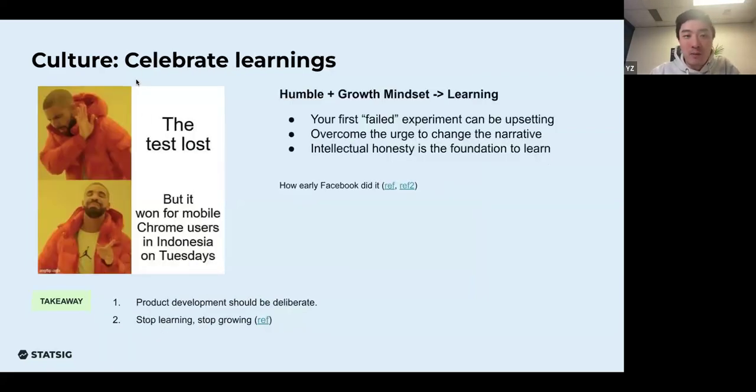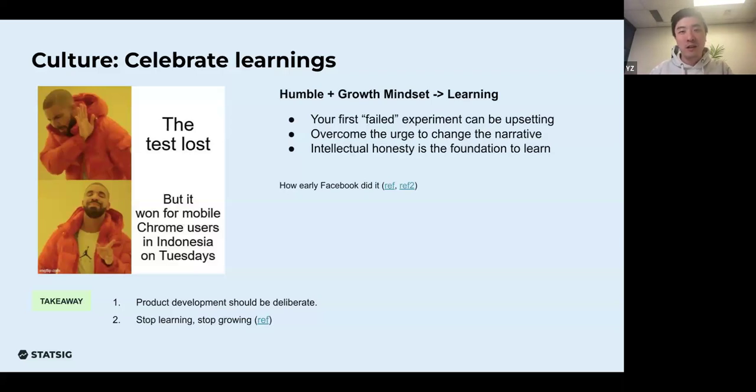The other culture is celebrating learnings. When you do your first experiment, it can be very humbling, because you have the hypothesis and the conviction that it is going to work. You have all the reasons to convince yourself and your stakeholders that your experiment is worth trying because it's going to be successful. And then it doesn't go your way. Remember, like I said earlier, 80% of our hypotheses fail. It is pretty natural, almost guaranteed, that you are going to have more failure than success.